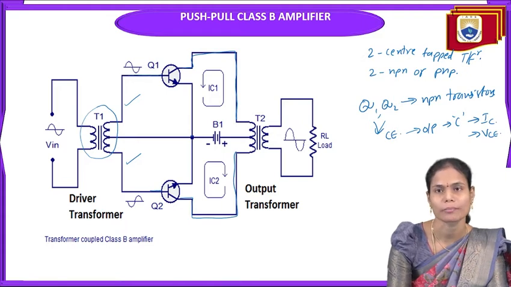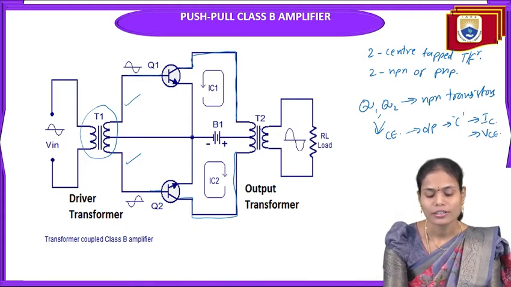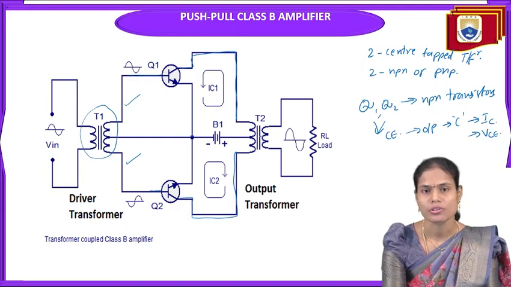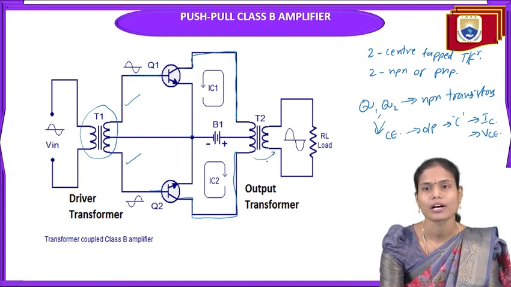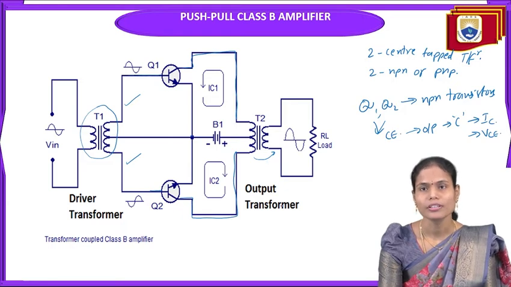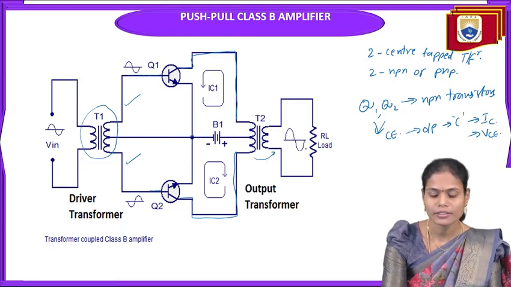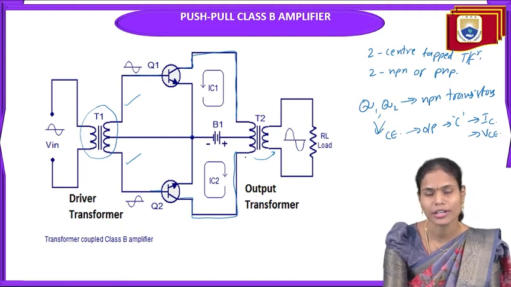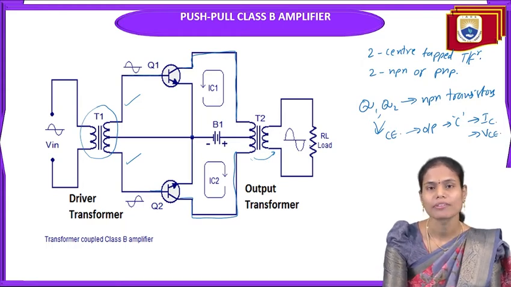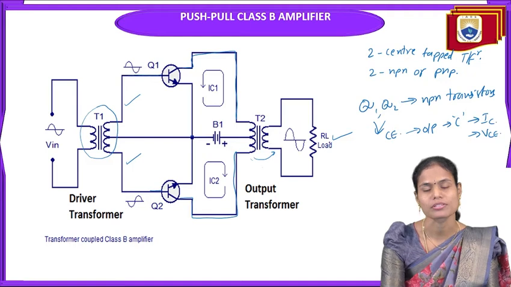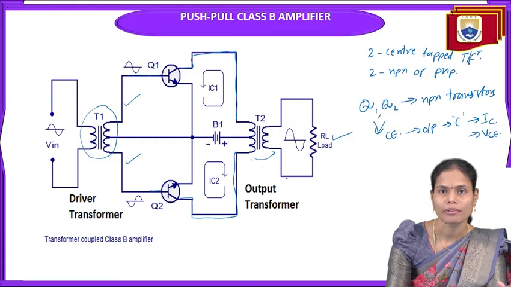According to the mutual inductance concept, the signal will pass to the secondary of the transformer, which is connected to the load resistance RL. The overall output voltage we will measure across the load resistance RL. So this is the construction of the push-pull class B power amplifier.